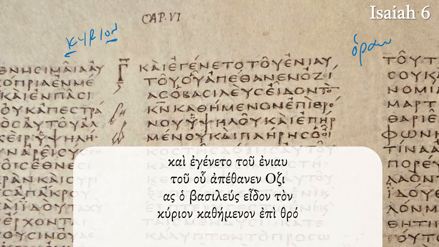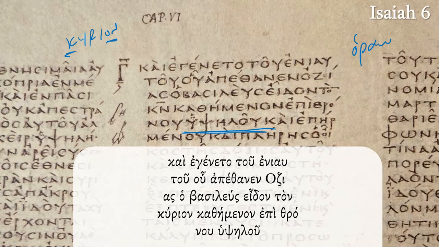And then what's happening with that throne? Let me erase some things. Hupselou, which is from hupselos. And this is just the genitive matching thronou. An uplifted or a high throne. So there's the full transcription. So it happened in the year in which Uzziah the king died. I saw the Lord sitting upon an uplifted or a high or exalted throne.